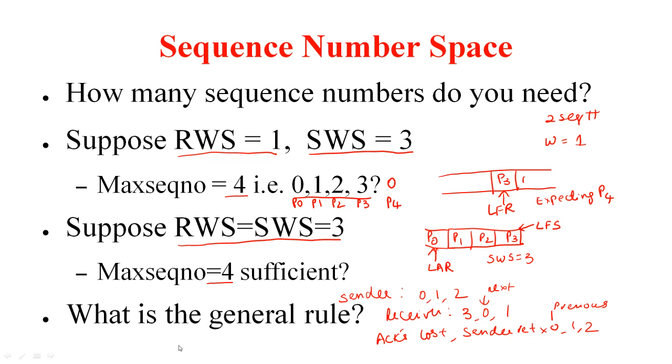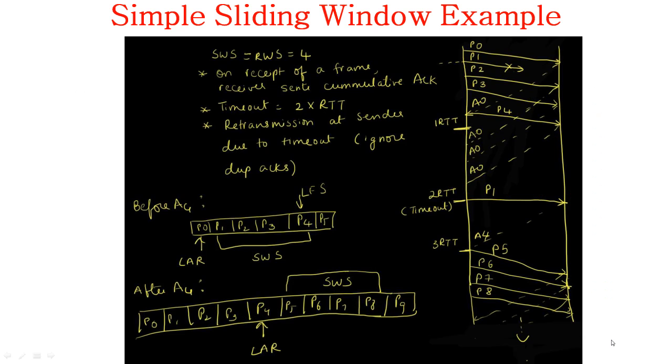So given this, given RWS and SWS, what is the general rule of how many sequence numbers do you need? This is something for you to work out. I will provide an answer as part of the quiz. So here are some examples at last.